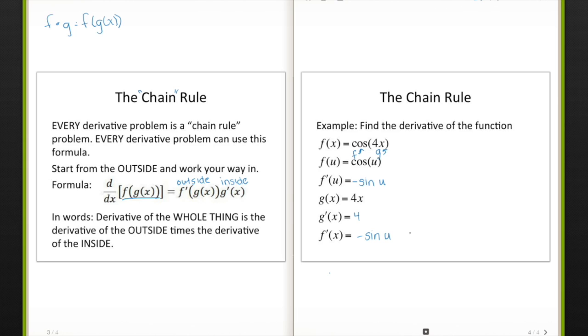Now we multiply these together. We have the negative sine of something times 4, which gives us negative 4 sine, and what was that something? 4x. And that would be our answer, negative 4 sine 4x.